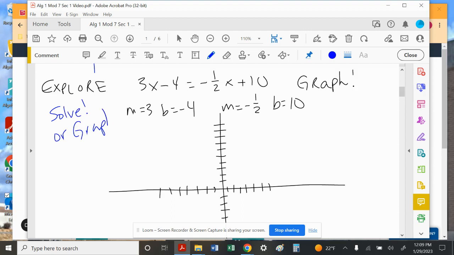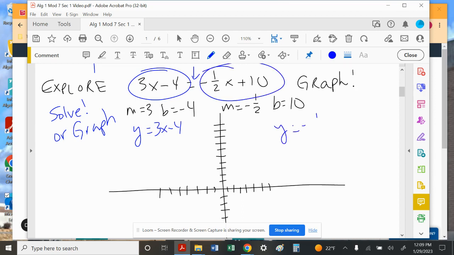Now, what does that mean by graph? We have the first equation, which is this one right here. We're going to look at that equal sign and we're going to split it up. So we're going to have y equals 3x minus 4. And then we have our other equation, which is the other side of the equal sign. That's negative 1/2 x plus 10. You'll notice from that, my slope is 3, my y-intercept is negative 4, my slope on this side is negative 1/2, and my y-intercept is 10.